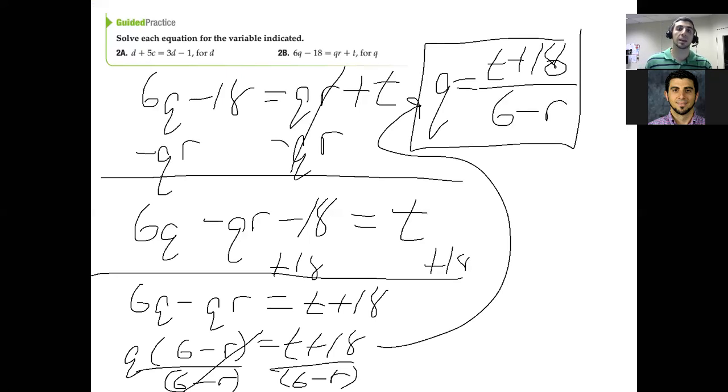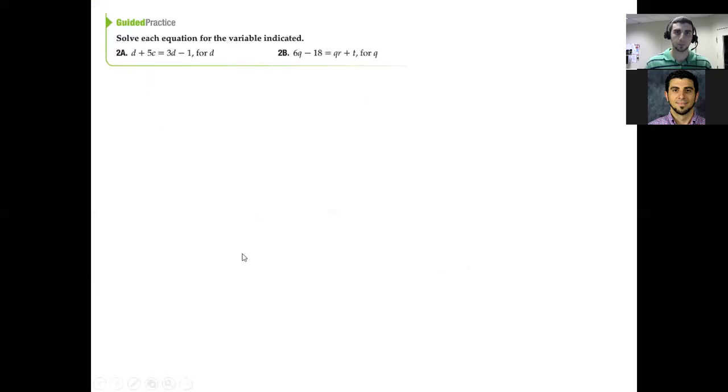Cool beans? And again, if you put the q's on the right side and everything else on the left, your answer might look different, because you put everything on the other side. Hopefully you didn't, but if you did and you're not sure if you got it right, feel free again to reach out to me.